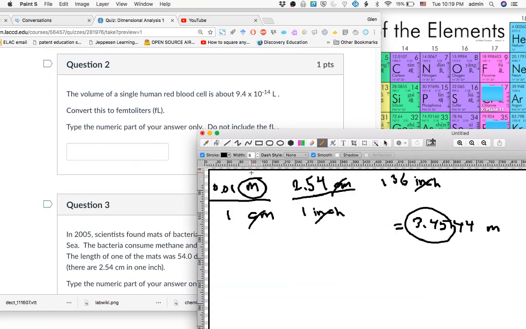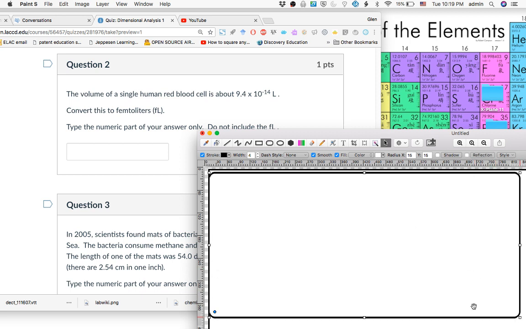Number 2. In number 2, it says convert this to femtoliters. The volume of a single human red blood cell is that many liters. That's a very small number of liters because the exponent is negative there. So let me convert this to femtoliters. To start this problem, I'm going to start with femtoliters. How many femtoliters are there in a liter? What is this problem using? It's using liters. So femtoliters in a liter.